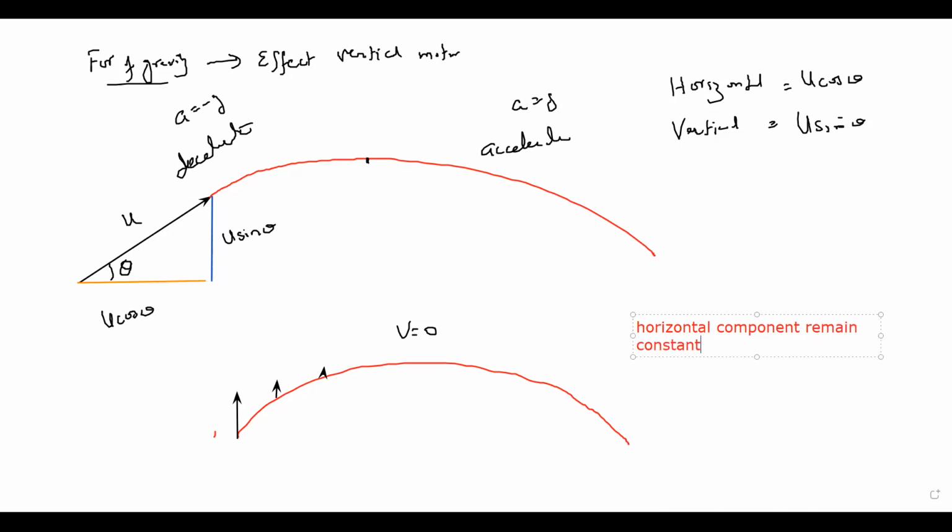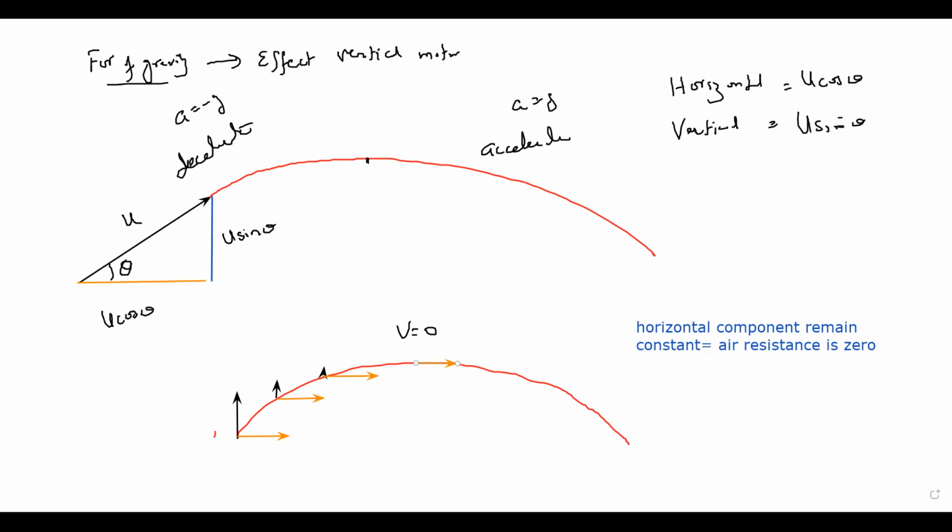And why will the horizontal component remain constant or not change? Because we assume that there is no air resistance, there is no force of air which opposes the motion. So air resistance is negligible, or air resistance is 0. So when we sketch the horizontal component for upward motion, the value of the horizontal component will remain the same throughout the motion. So at every part it is moving horizontally.